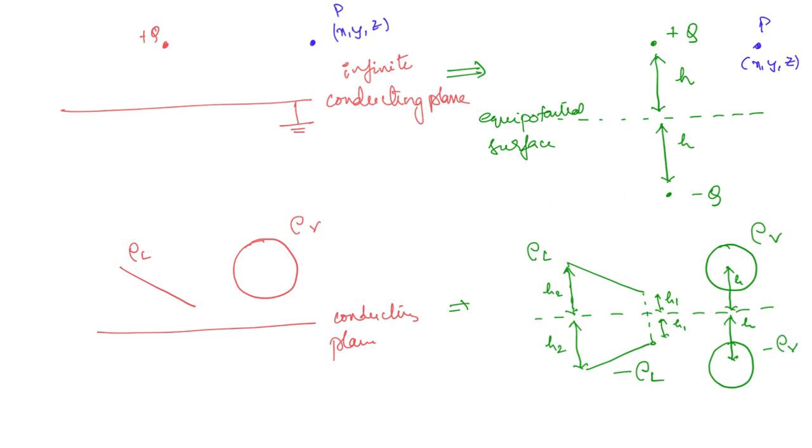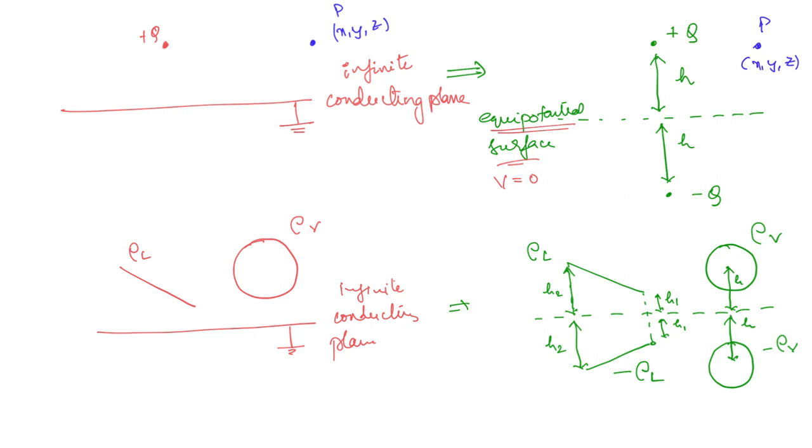You can remove the conducting plane and you can keep its image, image with respect to the conducting plane. Remember, the conducting plane should be infinite and it should be grounded. So what will be the equipotential surface potential? The potential is the same everywhere on the equipotential surface, but what is the potential? It should be 0 because the conducting plane is grounded.